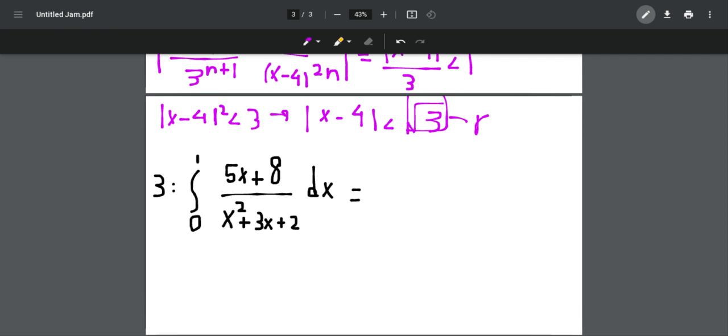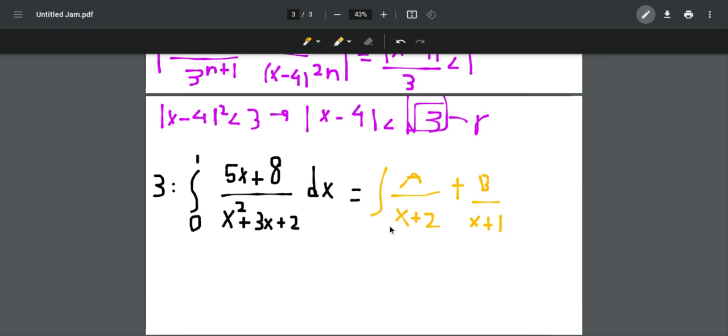Going to the last problem, we are going to evaluate the definite integral from 0 to 1 of 5x plus 8 over x squared plus 3x plus 2. When I see these types of integrals, I just go for partial fraction decomposition. We can factor the denominator. So I'm going to write this as the integral of A over x plus 2, plus B over x plus 1.